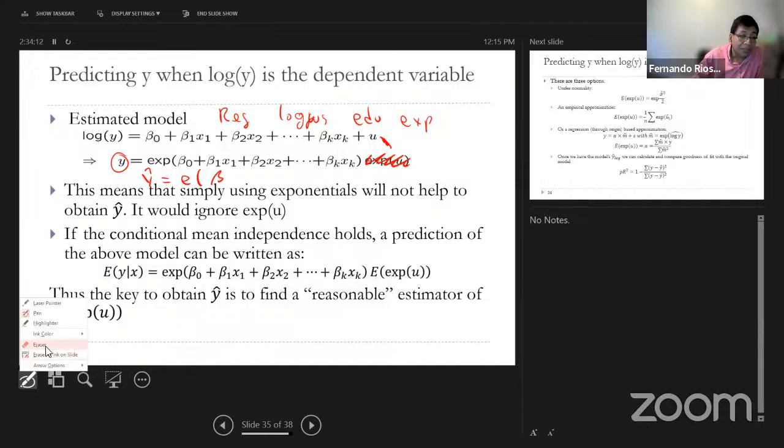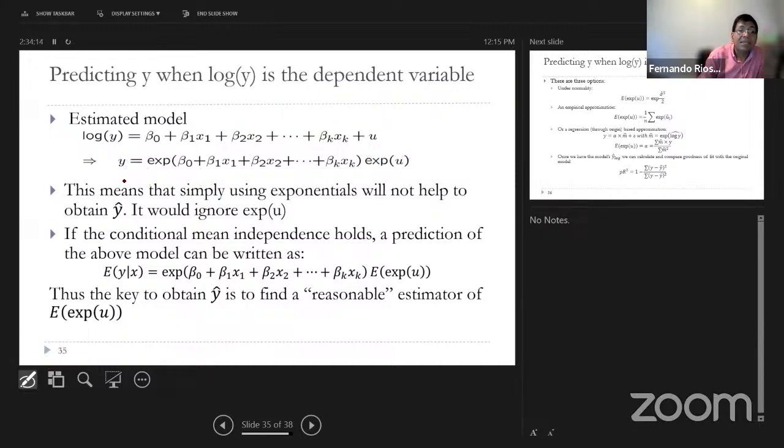In fact, if this is your original model and you want to recreate it, you really have to exponentiate everything. But normally, when people do this, they only exponentiate this part of the regression. So what we are missing is this. If we can make an estimation for this component, we can make predictions of a log linear model.